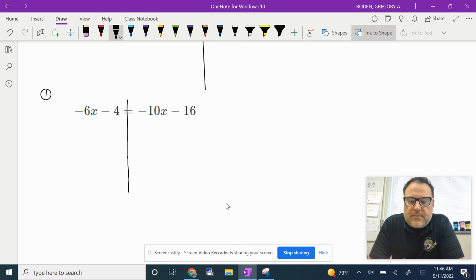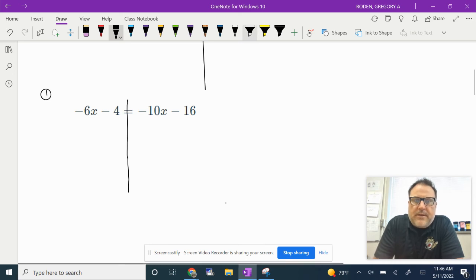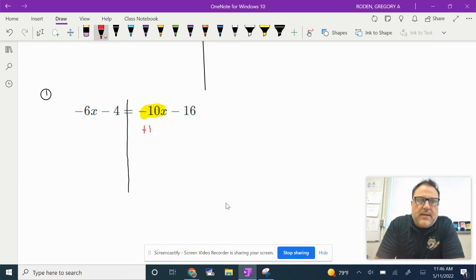All right, so on this one, the first thing I want to do, number one, is attack the weaker variable. I like to get the weaker variable to go away. Looking at both sides, negative 10 is actually the weaker variable, because negative 10 is more negative than negative 6. So how do we get rid of a negative 10? We add 10x to both sides.